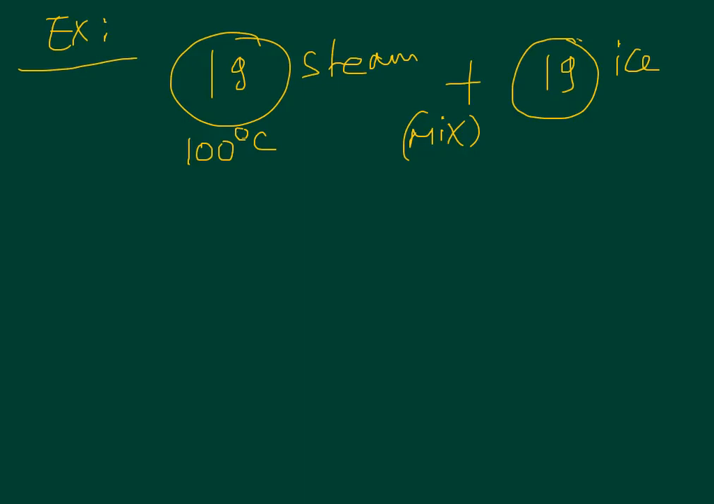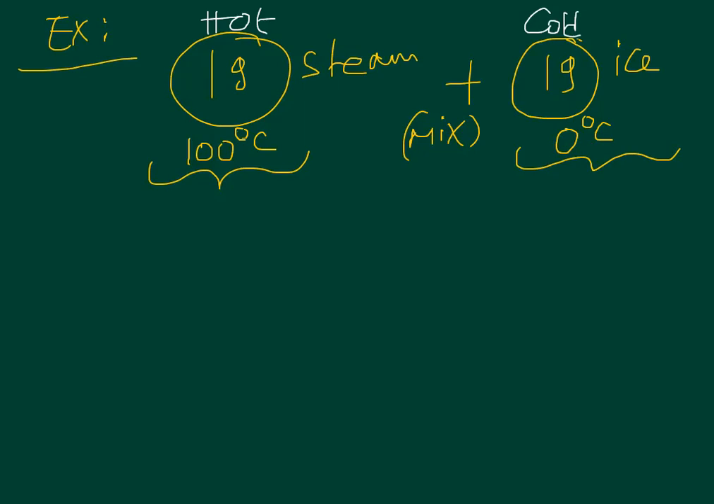And ice means here I am taking 0 degrees centigrade ice. Ice can also exist at temperatures less than 0, but I am not discussing that. I am discussing 0 degrees centigrade ice and 100 degrees centigrade steam. Both are mixed. What will happen? No doubt, steam we can call the hot body, and ice we can call the cold body.